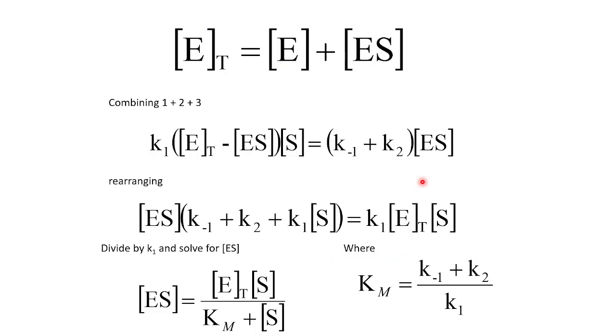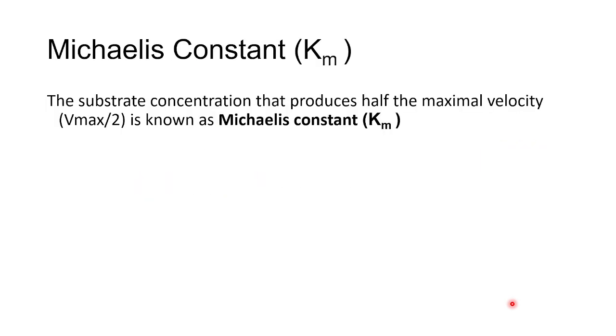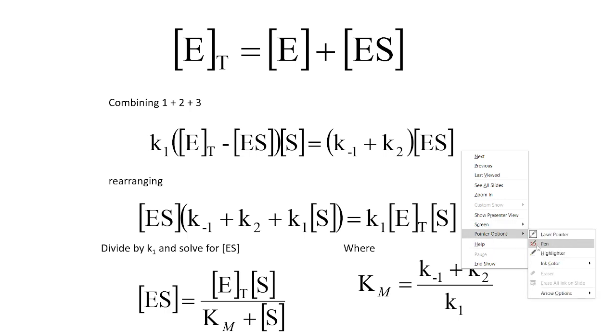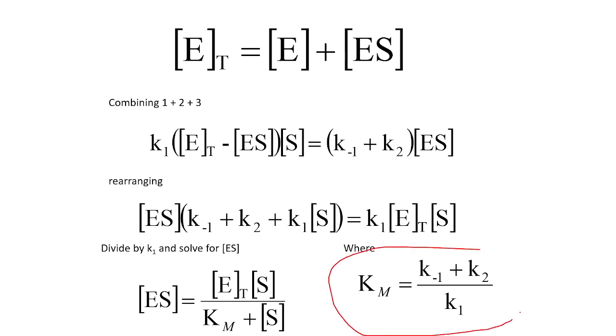Previously, we put the equation of K1, K minus 1 and K2. K1 is the forward reaction from enzyme plus substrate to the enzyme substrate complex. K minus 1 is the reverse reaction from the complex back to enzyme and substrate, and K2 is the only forward reaction that gives you the product. From there you can tell that the Km, the Michaelis constant, is K minus 1 plus K2 divided by K1. This is a very important equation, so we need to keep it in mind.